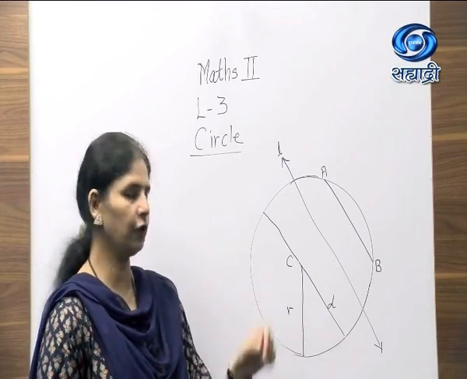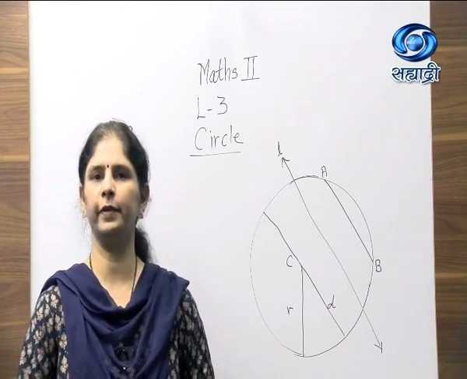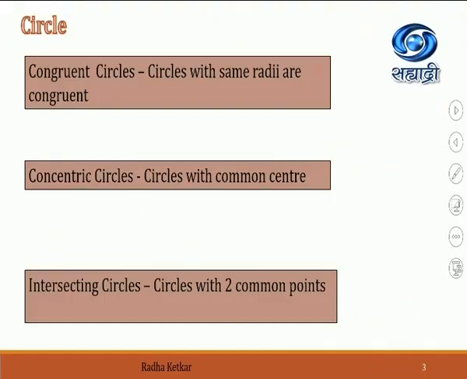Okay, so with this little bit of knowledge, let us go further and learn different theorems based on circle. The first concept is congruent circles. Circles with the same radii are known as congruent circles. Observe two circles, they are congruent to one another, they can easily overlap with one another exactly. The second one is concentric circles. These circles have a common center.